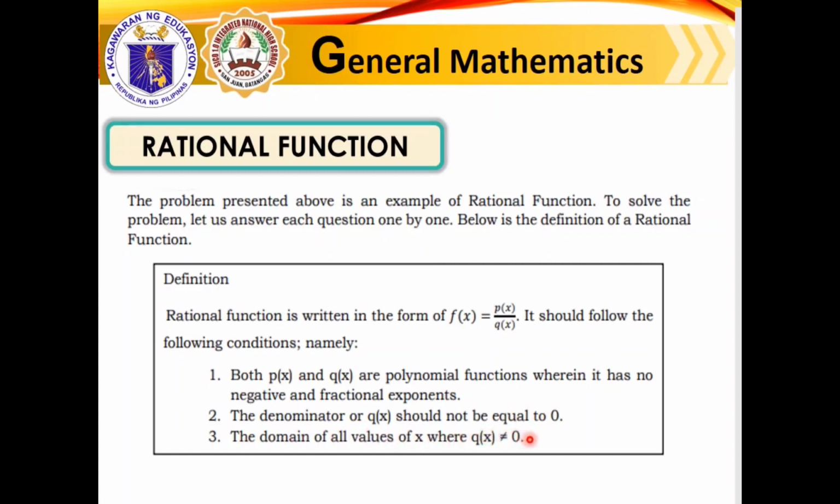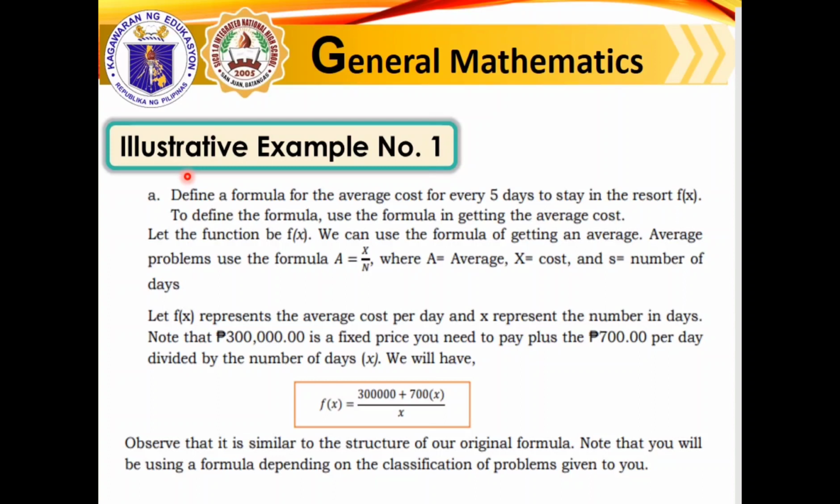So, we should ensure that the denominator is not equal to 0. If the denominator is equal to 0, then it will become undefined and cannot be considered a rational function. To further illustrate a rational function, let's have an illustrative example number 1.